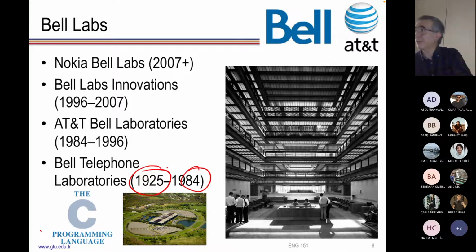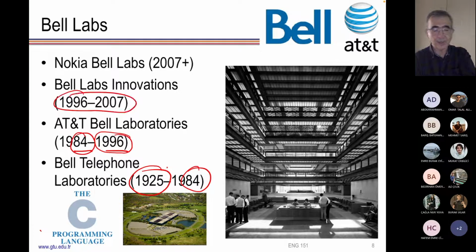Then all the transistor inventions, etc., communication inventions, digital communication were invented in those years. In 1984, Bell was divided from AT&T. The name was changed to AT&T Bell Laboratories, between 84 and 96. In 96 it was separated as Bell Labs, and by 2007 it was sold to Nokia, the same campus. This is a picture from the 1970s.